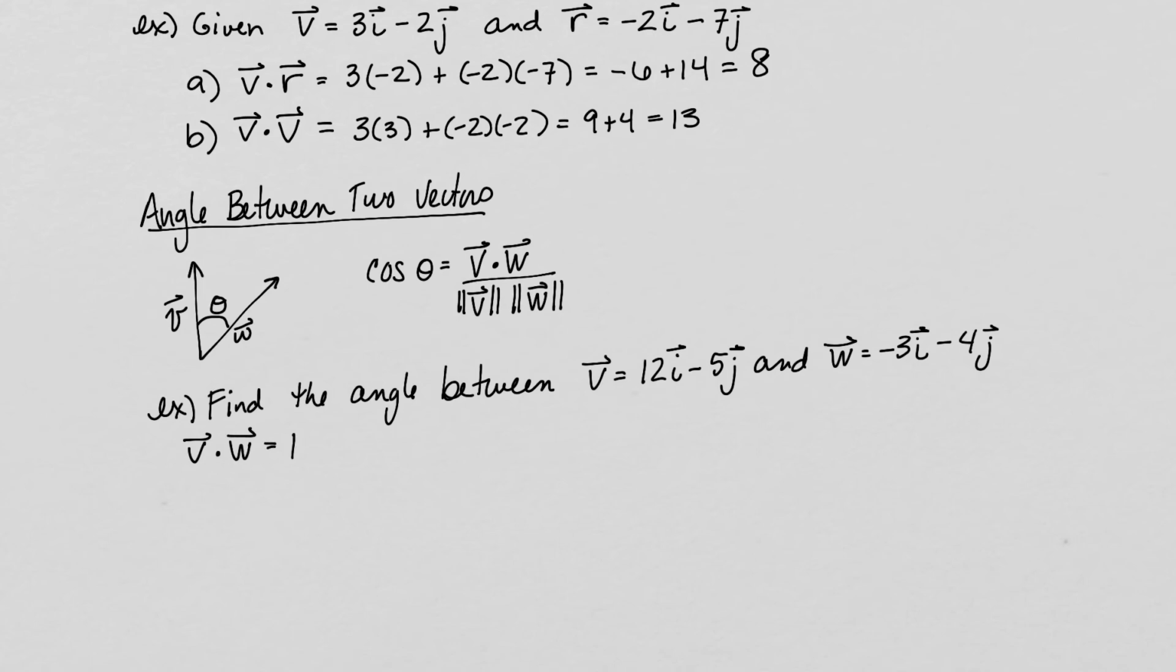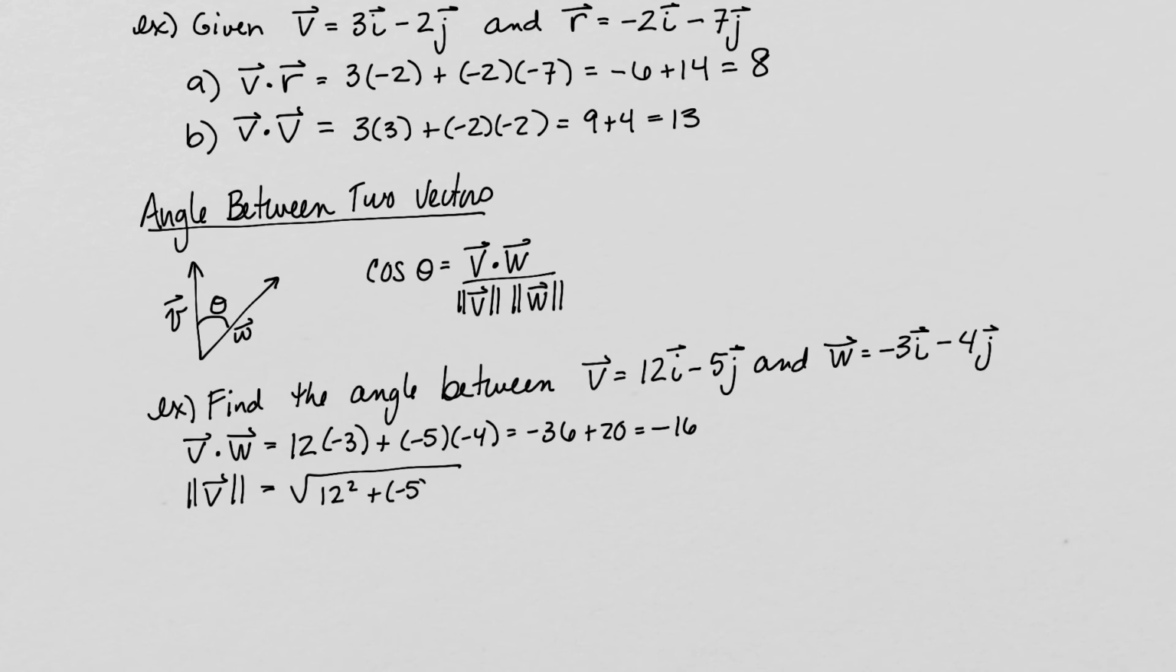So v dot w is going to be the x pieces, so 12 times -3 plus -5 times -4. So we have negative 36 plus 20, so negative 16. The length of v is going to be the square root of 12 squared plus negative 5 squared. And if you work that out, you get the square root of 169, which is 13.